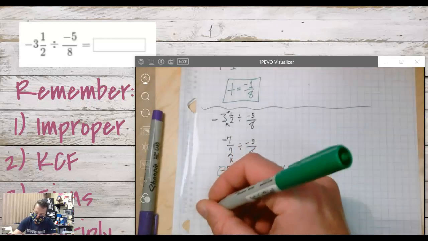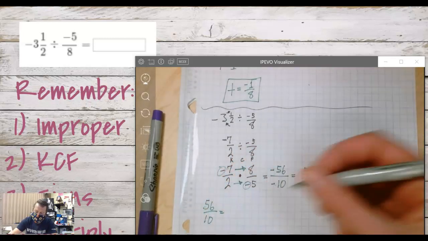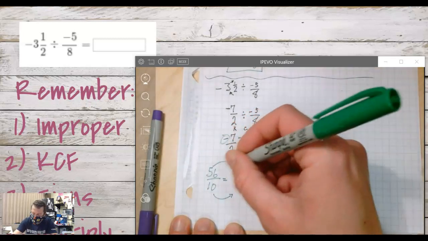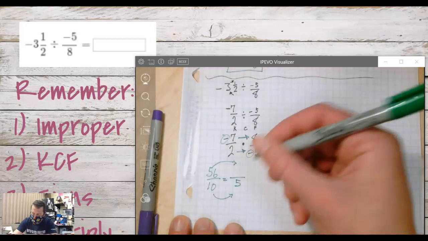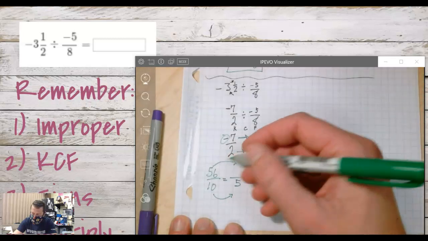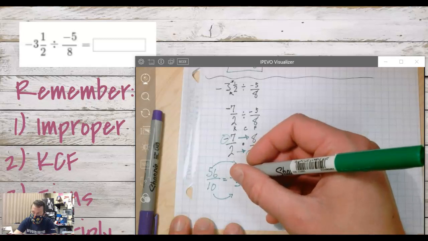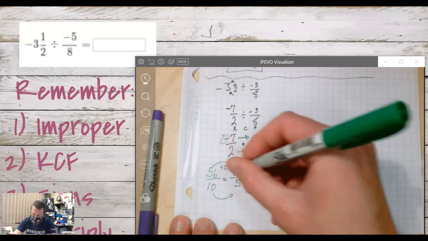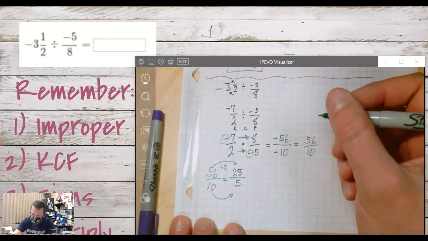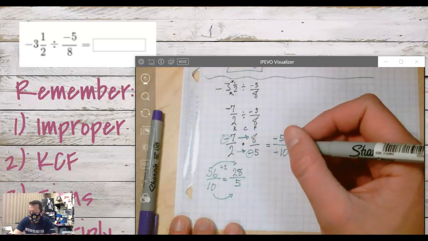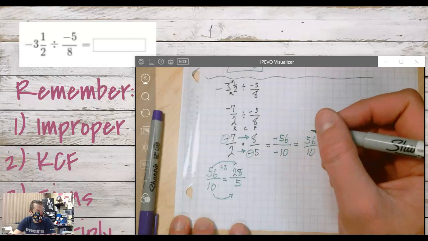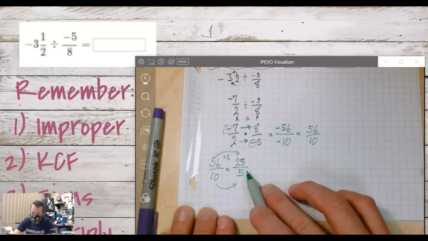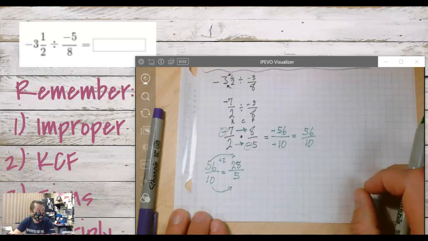And then we know that's reducible, right? So they're both even numbers. I'm going to drop down to do my reduction down here. So if I divide them both by 2, 56 divided by 2 is 28, and 10 divided by 2 is 5. I don't think 28 and 5 share any common factors, so I think this is as reduced as we get. 28/5.